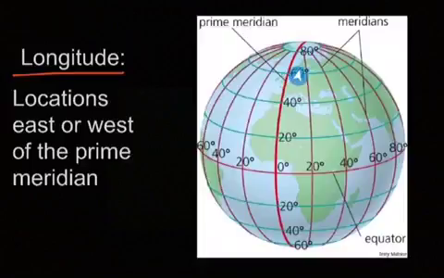This red line right here is known as the prime meridian, which will be discussed shortly. But the lines of longitude are going north and south, up and down the globe. Make sure that you draw your picture in your vocabulary diagram.